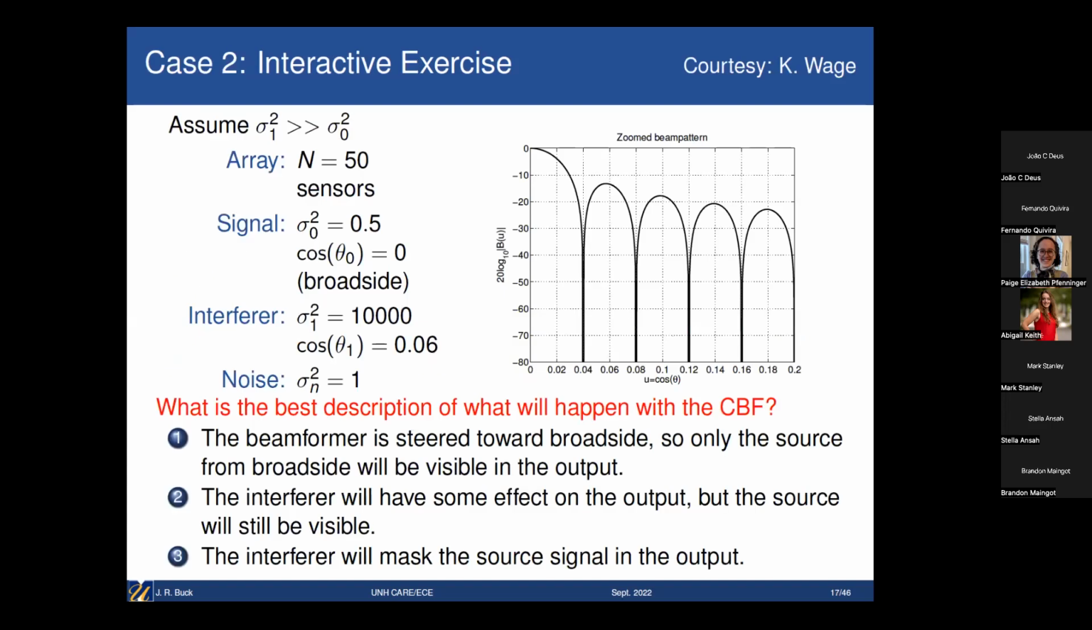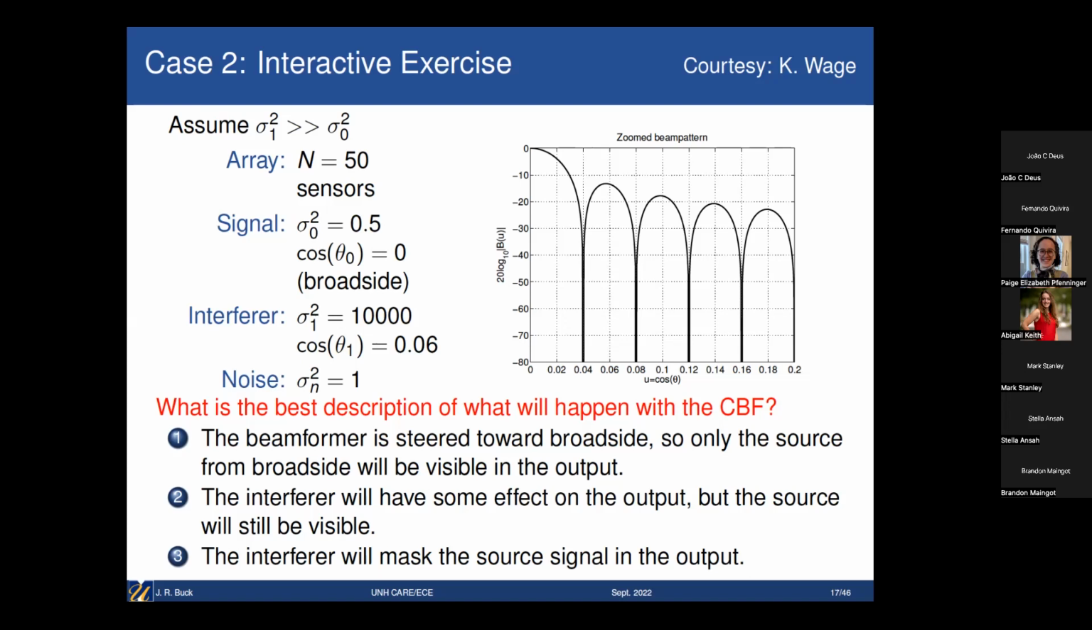Okay, so if we think about the case of I have a loud interferer with my 50 sensor array, and I've steered my beam to broadside again. So this is my beam pattern. This is my gain as a function of the cosine of the angle in dB. The signal I want is the same one with the power of one half at broadside, but the interferer has amplitude 10,000. So that's plus 40 dB, while this is minus 3 dB. But it's coming from the angle where the cosine is 0.06, and the noise has a gain of 1, so it's 0 dB.